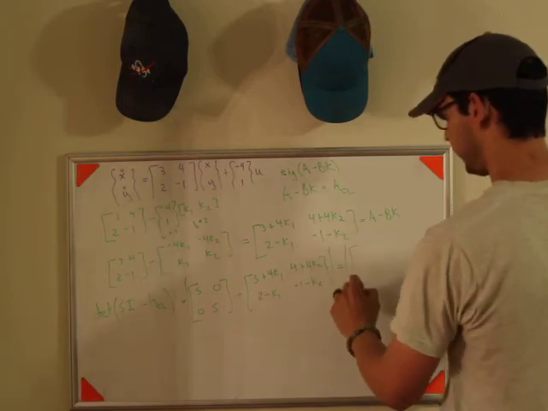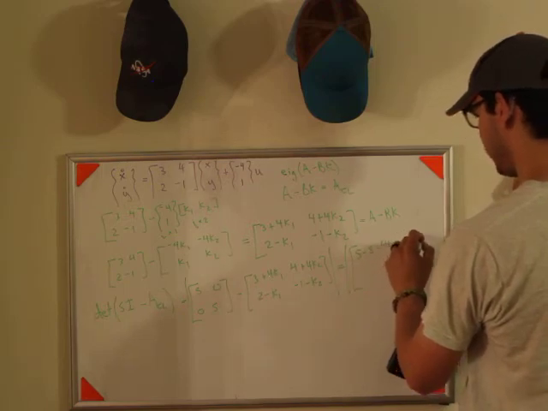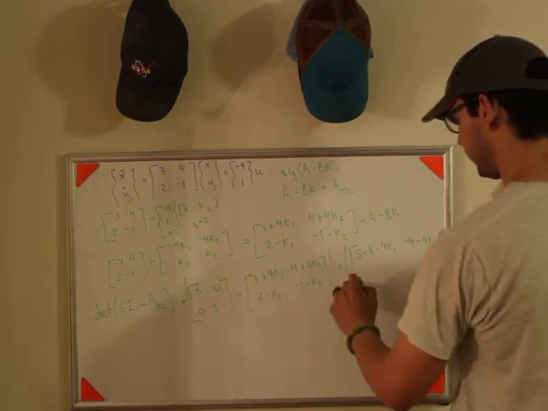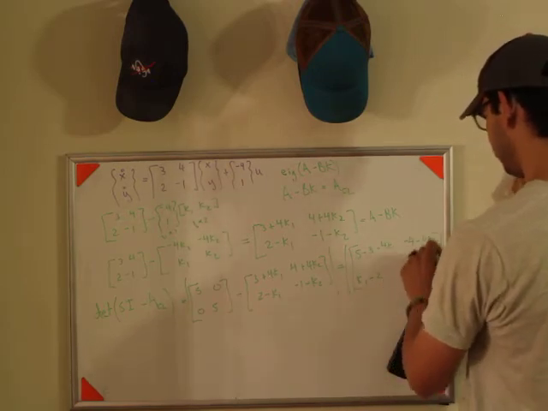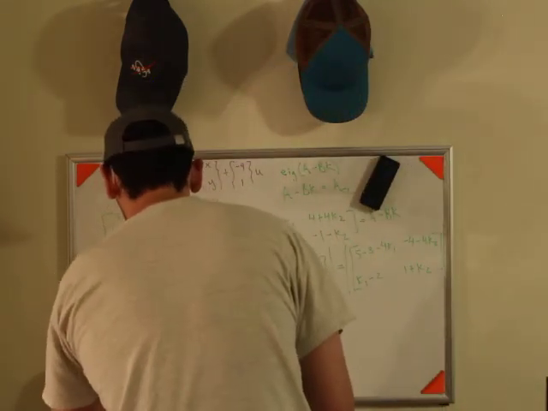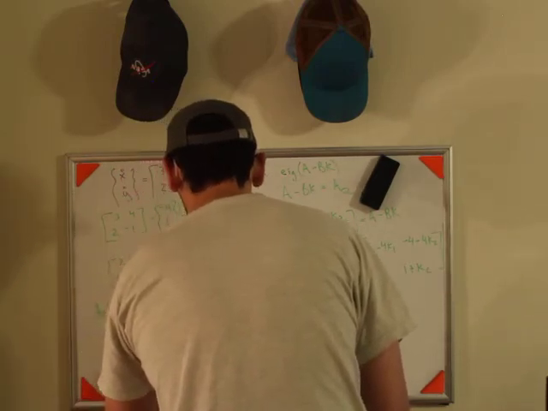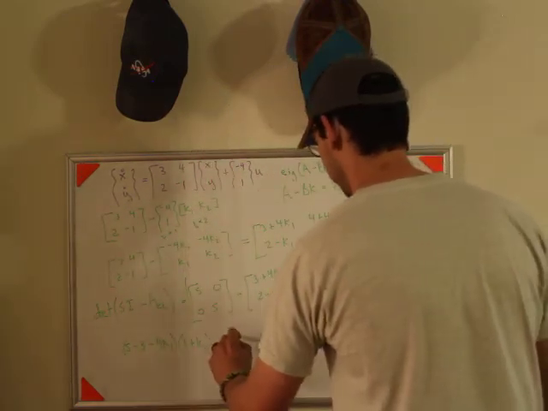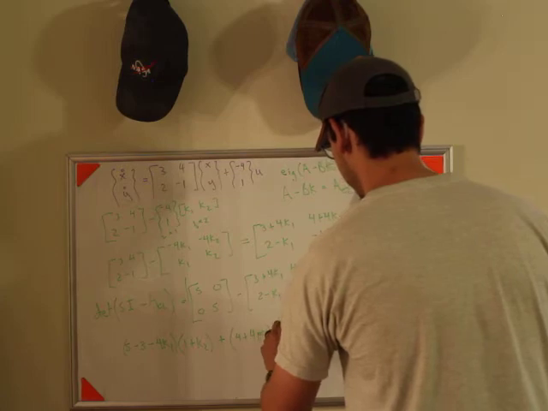So I'm going to get S minus 3 minus 4K1, negative 4 minus 4K2, negative 2, so a K1 minus 2, and then a minus, so I'm going to get a 1 plus K2. And then I just take the determinant of that. So now I'm going to get S minus 3 minus 4K1 times 1 plus K2 minus, I'm going to pull the minus sign out, so plus 4 plus 4K2 times K1 minus 2.